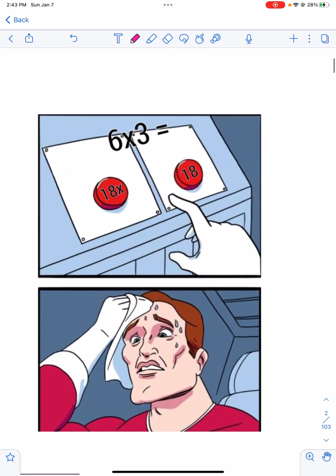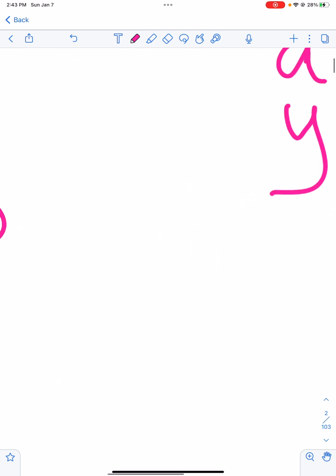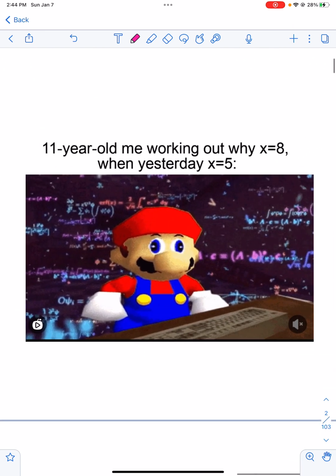Let's look at this meme. Pause, think about it, see if you get it. So they're basically saying, does this x mean 6 times 3, or is it 6x3, which would be like 18x? I don't know. And then here's one more.